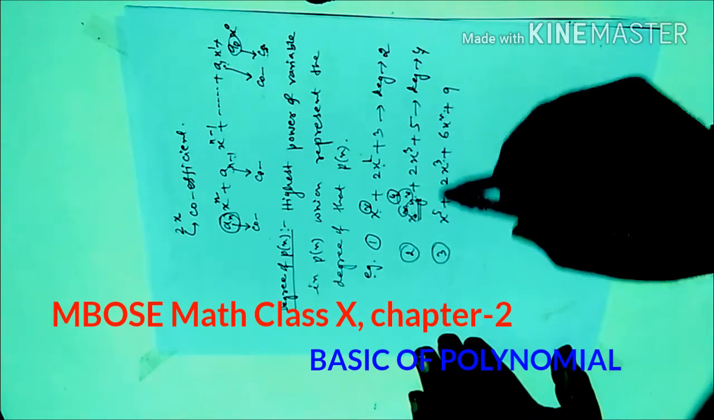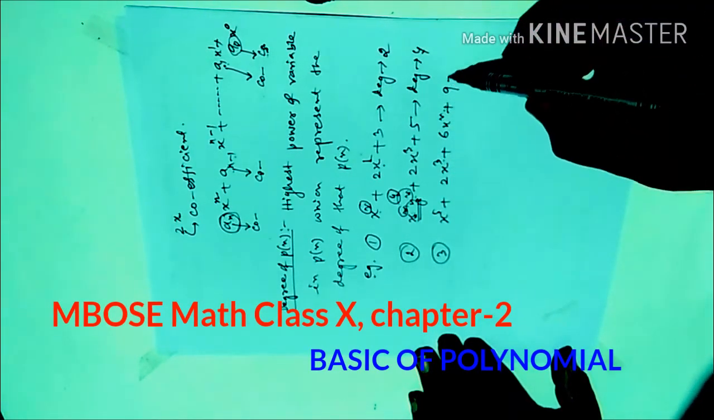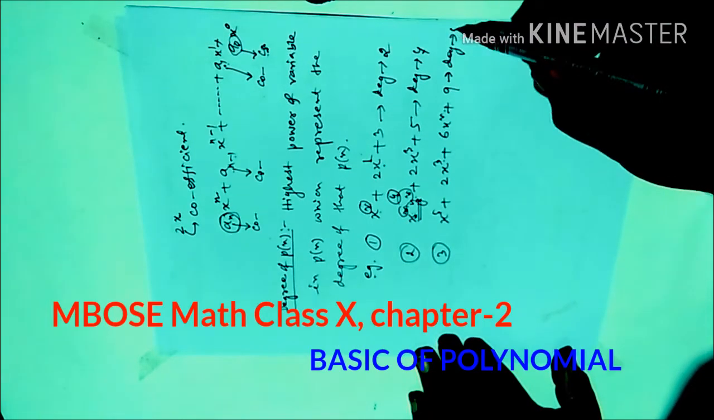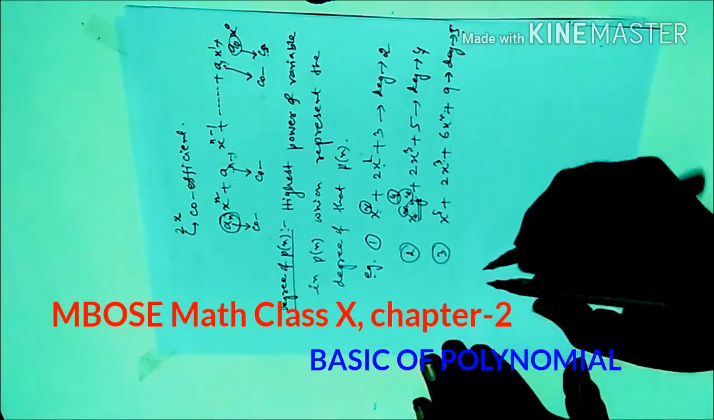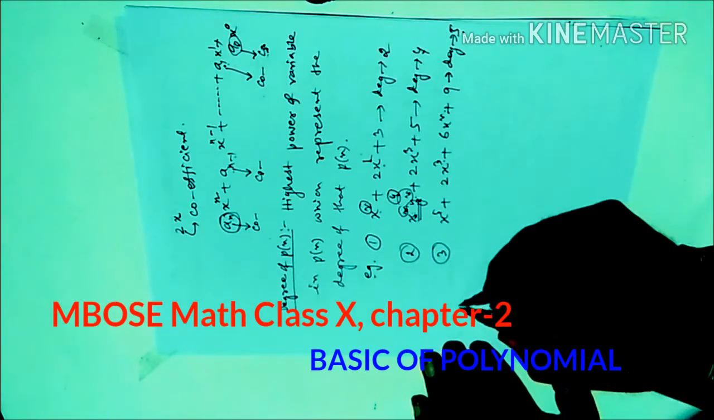So here you see degree how much here? 5, 3 and 2. So you see the what is the highest power? 5. So degree you write here 5. I hope you understand. Next we will move types of polynomial.